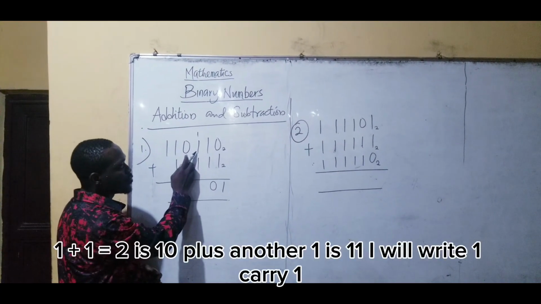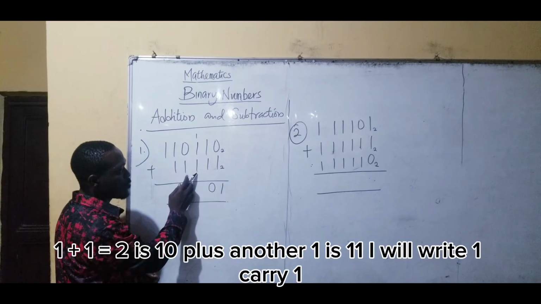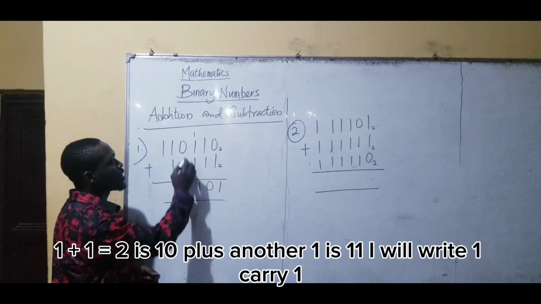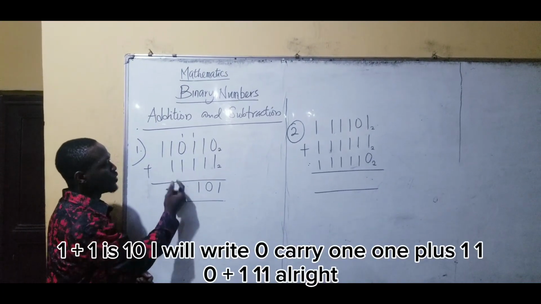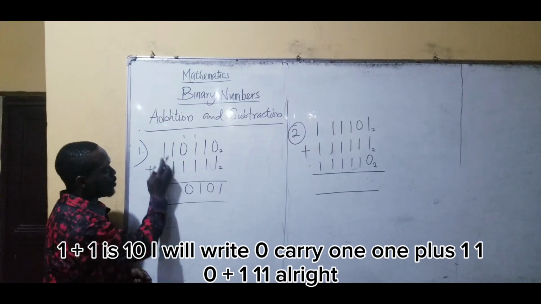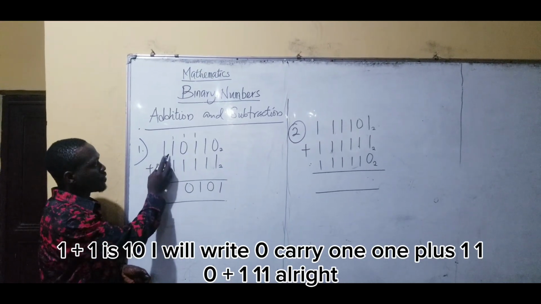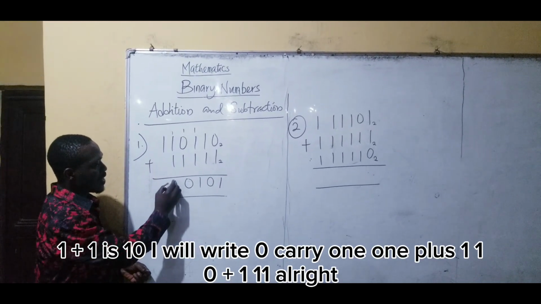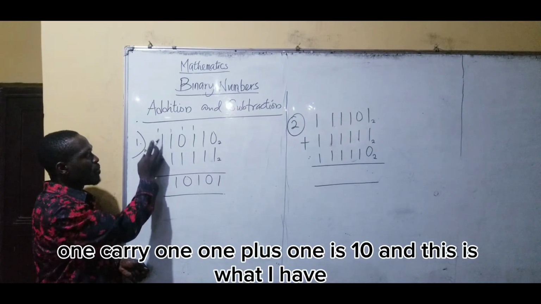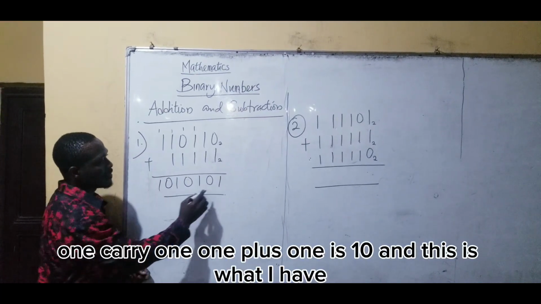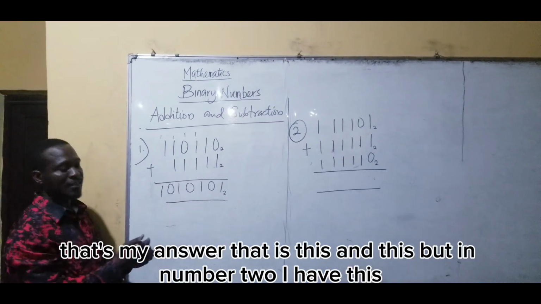1 plus 1 in base 2 is 10, plus another 1 is 11. So I will write 1, carry 1. 1 plus 1 is 10. I will write 0, carry 1. 1 plus 1, 10 plus 1, 11. I will write 1, carry 1. 1 plus 1 is 10. And this is what I have as my answer.